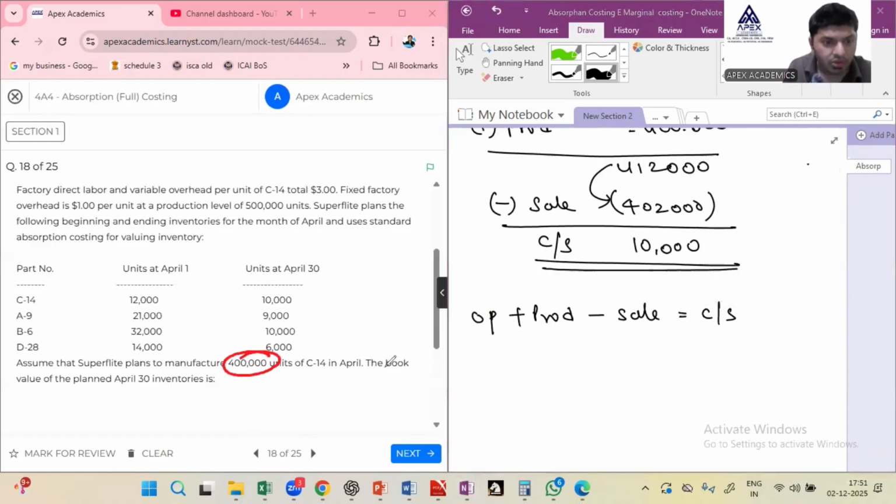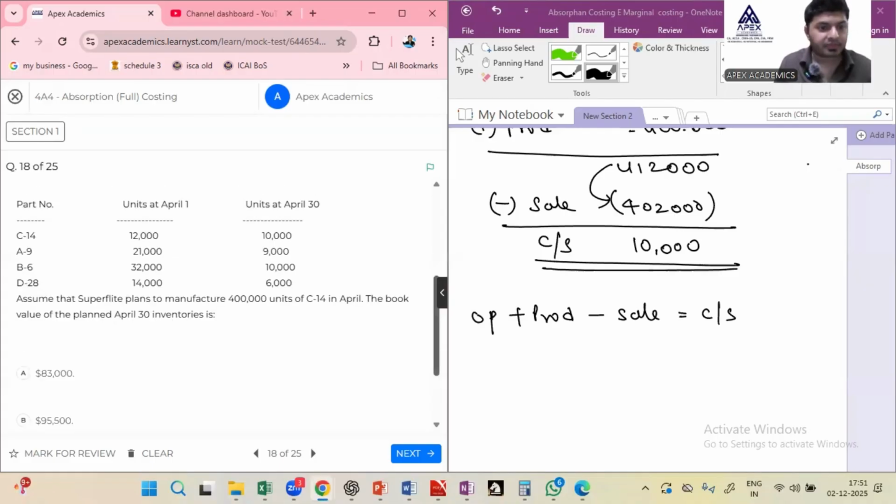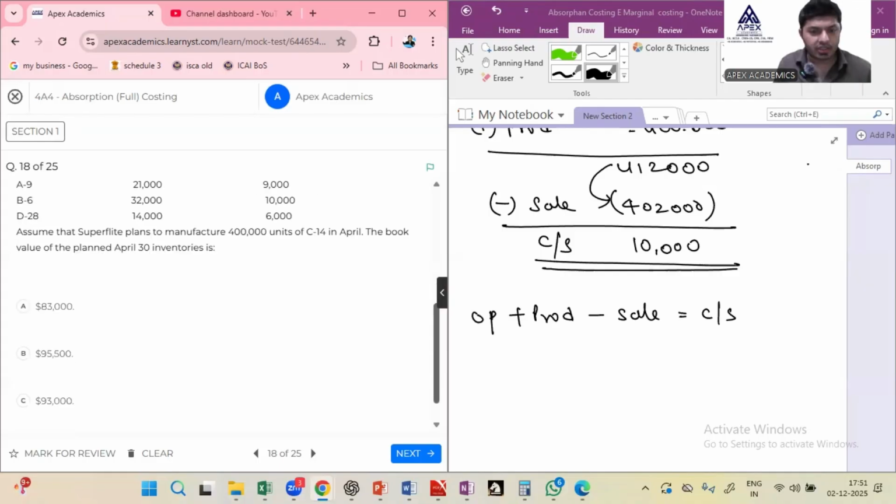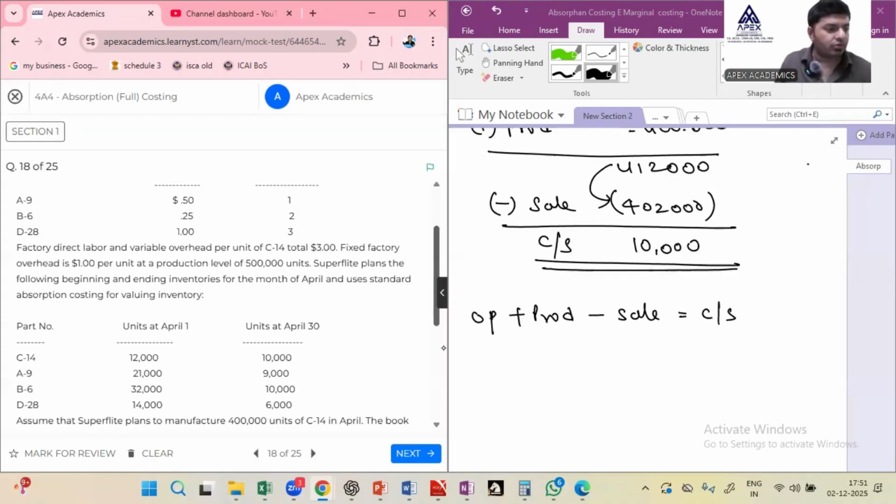They're asking us the book value of the planned April 30 inventories, the book value of the closing stock of the finished goods. Now they've given us the values over here. Please try to understand. First of all, book value means cost. Book value means what is the cost for us.